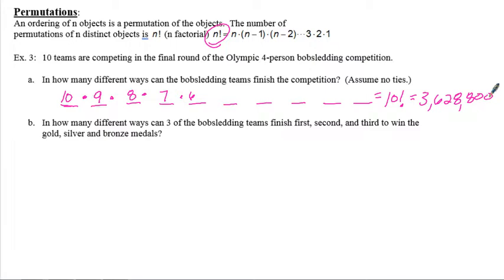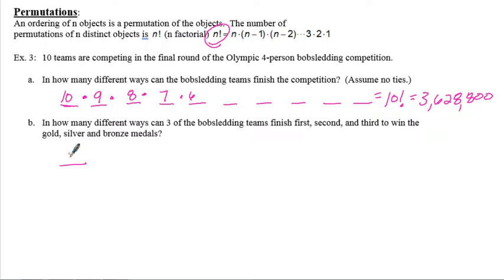3,628,800 different ways that this bobsledding competition could end. Now, what if we only care about the top 3 finishers, the gold, silver, bronze medalists? That's easy. We just take the first 3 positions in this order. We don't care about how the last ones finish.